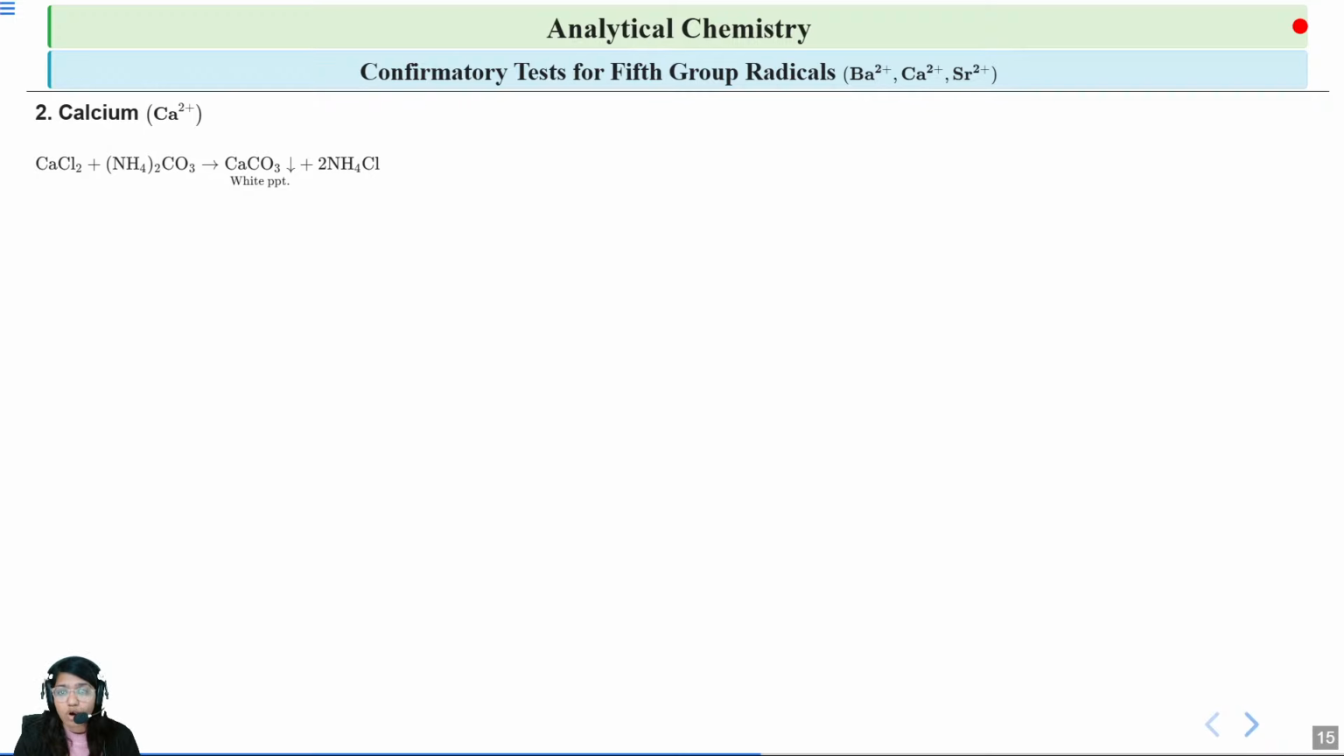This reaction is often used in laboratories to prepare calcium carbonate, which has practical applications in industries like construction and pharmaceuticals.